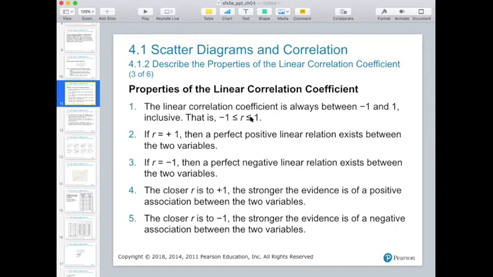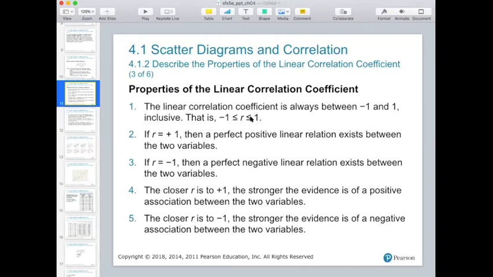If it's positive 1, that means that it is a perfect positive linear relationship. So it's a perfect straight line with a positive slope. That's what that means. If it's negative 1, then it's a perfect negative linear relationship. So it's a perfect straight line with a negative slope. And the closer the value is to positive 1 or negative 1, the stronger that linear relationship is.